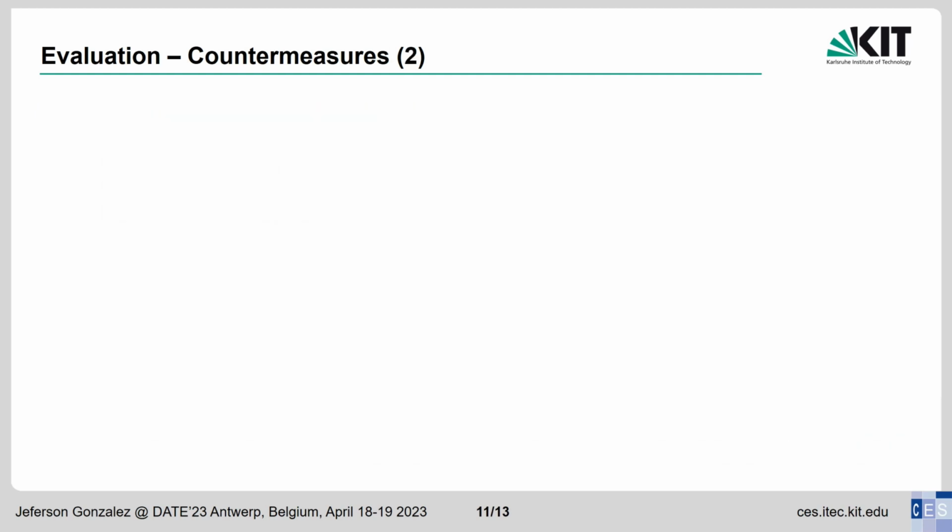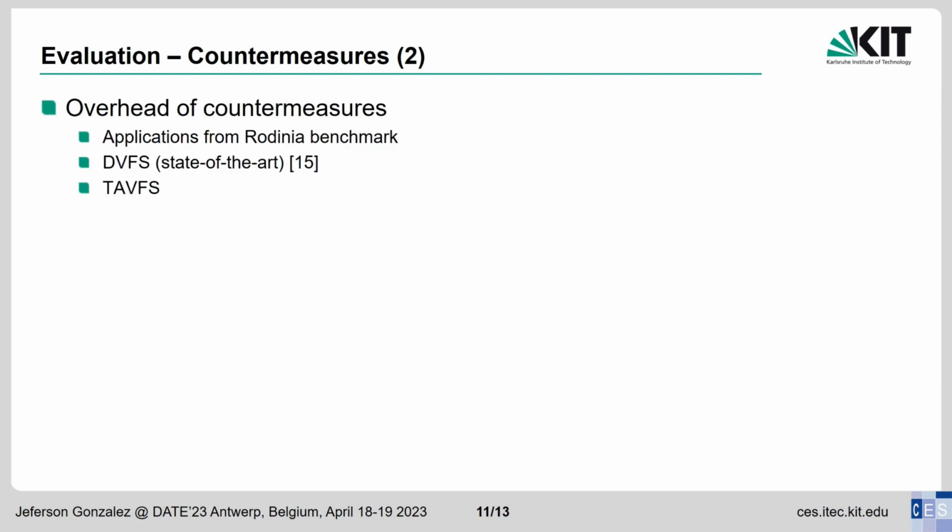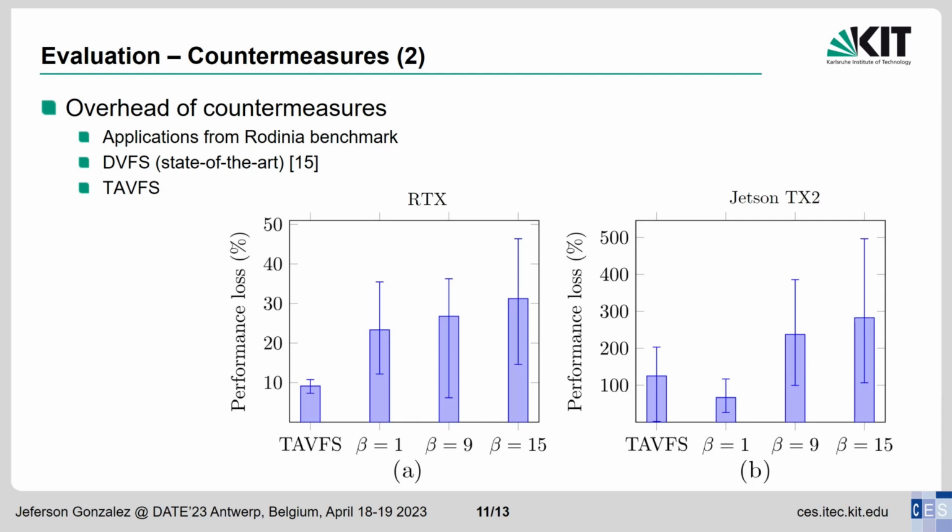Finally, we compare our thermal-aware DVFS solution against the other DVFS techniques from the state-of-the-art in terms of overhead on other applications. For this, we run a set of applications from the Rodinia GPU benchmark and measure their performance loss due to the DVFS policies. In the figures, we can see the performance loss for both platforms. On the RTX platform, our solution outperforms all the implementations of the state-of-the-art techniques by more than 2 times. On the embedded board, our solution again outperforms the high and medium beta implementations by 2 times. Note that while the low beta implementation has a lower performance loss than our solution, it failed when blocking the attack as we just previously discussed.